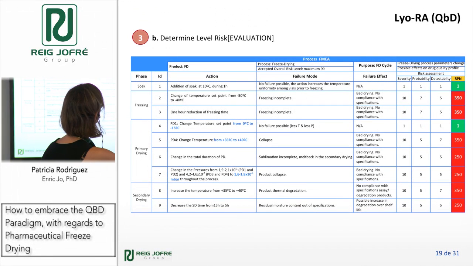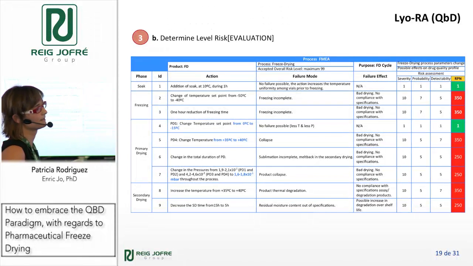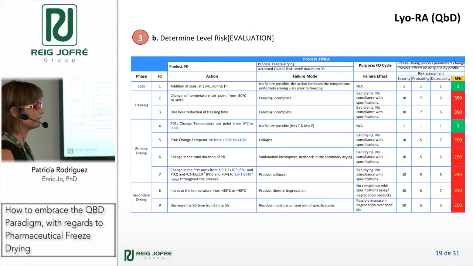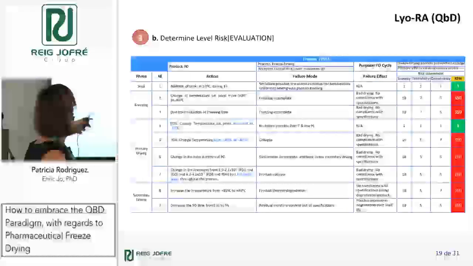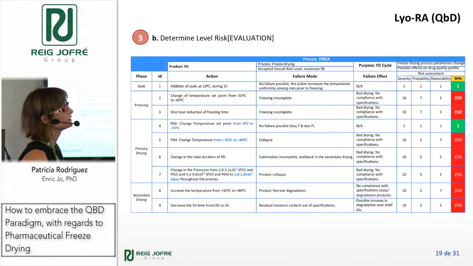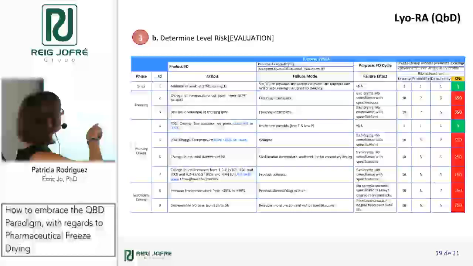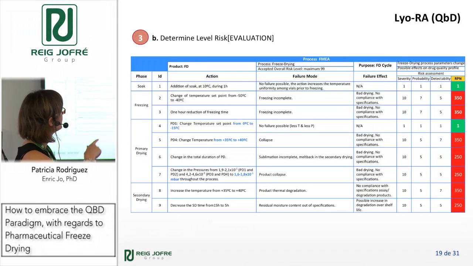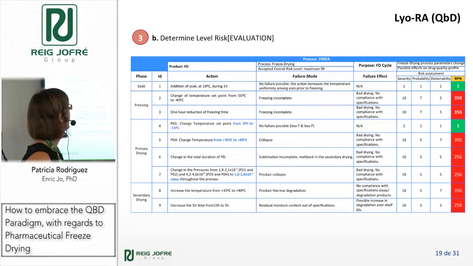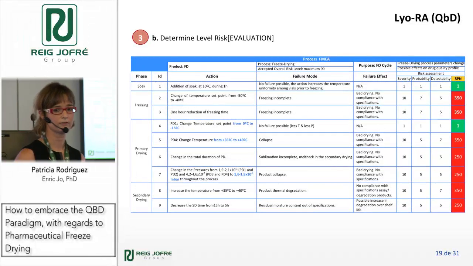So let's see the one with the highest value, 350. What happens? Change of temperature set point from minus 50 to minus 40, failure mode, freezing incomplete, and failure effect, bad drying, no compliance with the specifications. So we'll have the punctuation: severity, the highest one, probability, and detectability with 5. So the value is 350 at the end. We have to do something to manage it.